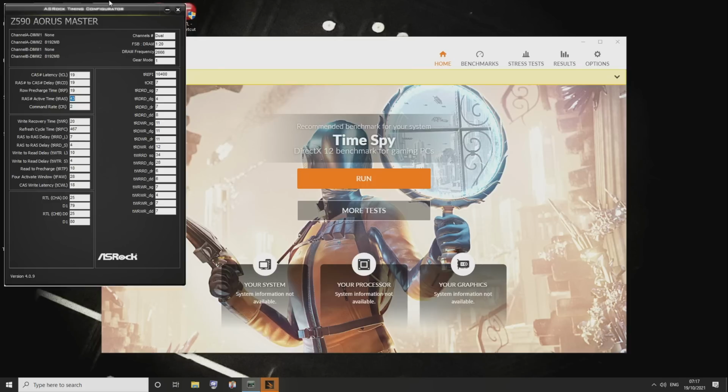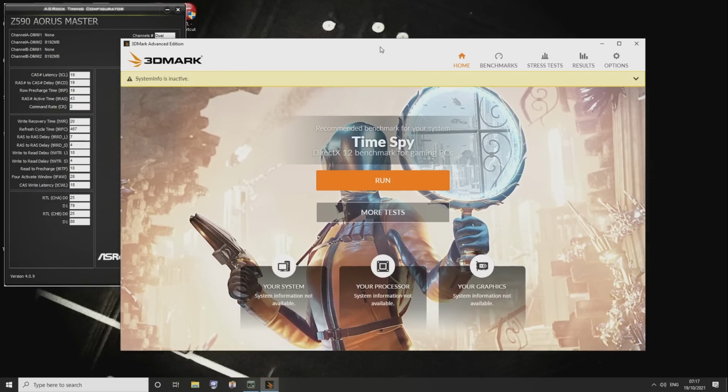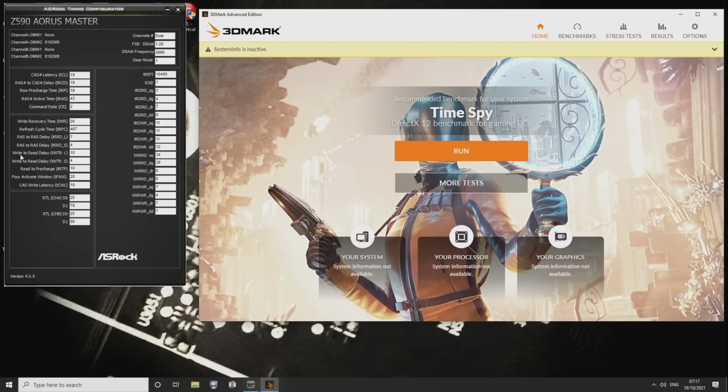chips they use, and they also don't specify subtimings. You get your cast latency, TRCD, TRP. These are all right in the spec of the memory kit. That's pretty normal, at least most of the time.